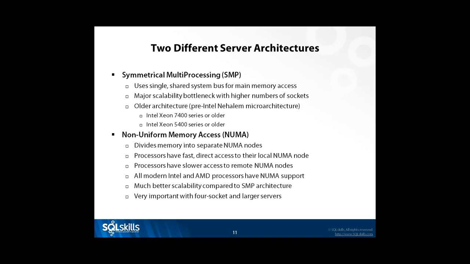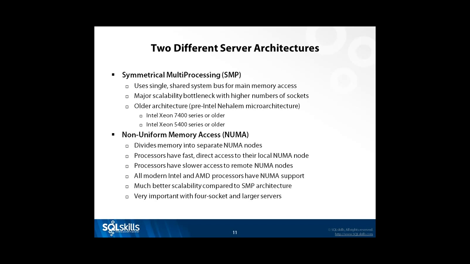Now, there are 2 different server architectures out there. The first one is symmetrical multiprocessing, or SMP, and that's an older architecture that's really not around for any new servers anymore, but it used a single system bus shared by all the processors to get out to memory, and became a major scalability bottleneck as you added more and more sockets. Once you got above 4 sockets, it really hurt your performance and scalability. This hasn't been the case since about 2008 on the Intel side, and AMD has had support for NUMA even before that. But if you've got some really older servers around, you're probably still dealing with SMP, which is really bad.